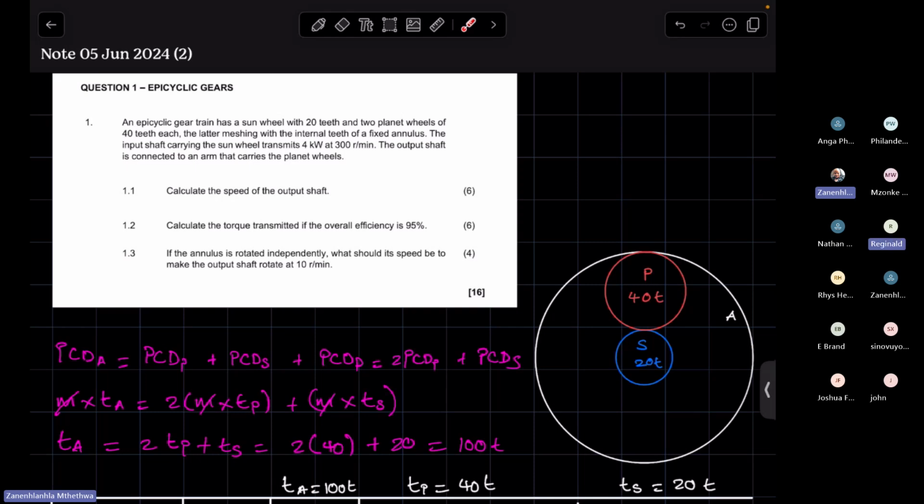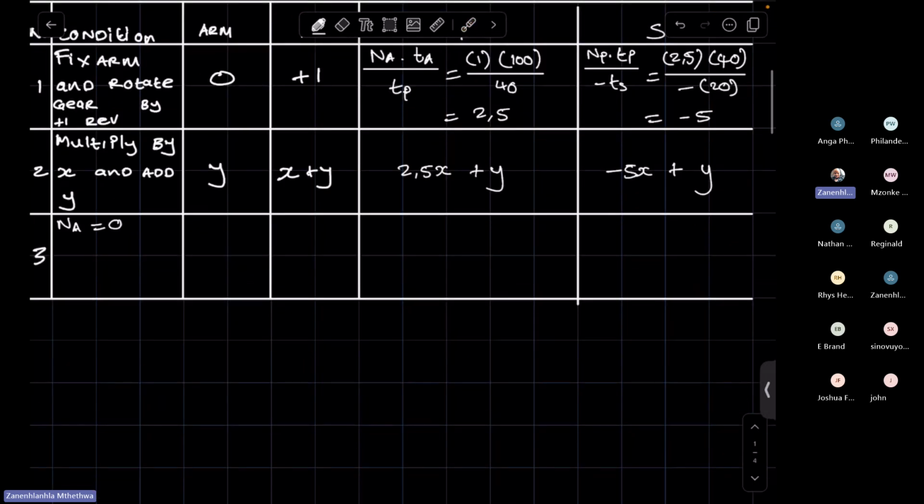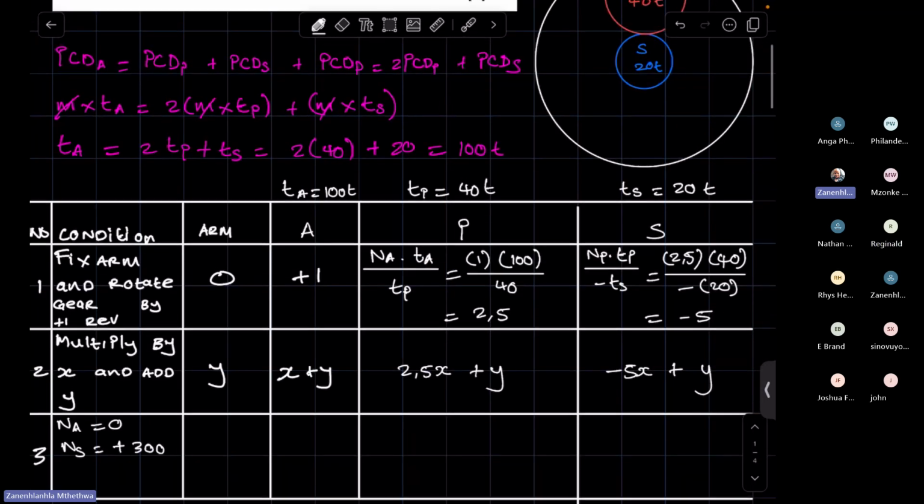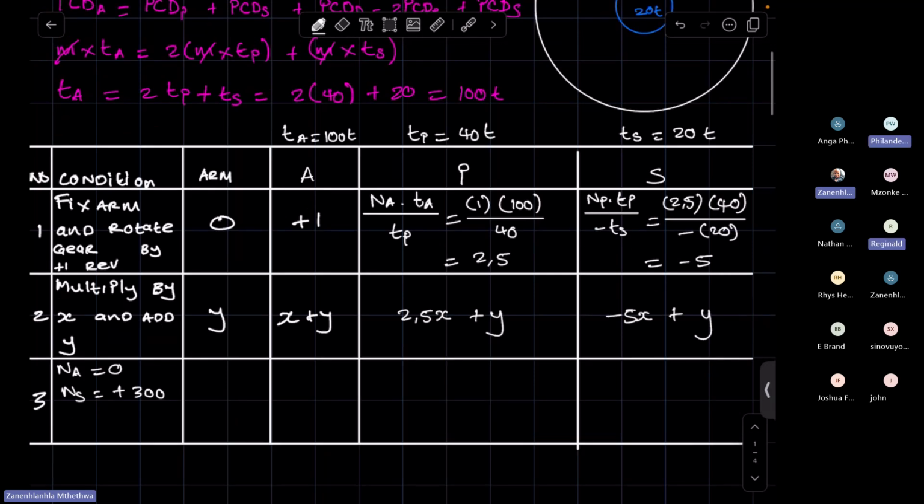Correct. So our second assumption is that the sun gear is rotating at 300 revs per minute. They didn't indicate if that is clockwise or anti-clockwise, but because this is positive, we are going to take it as clockwise. So the second assumption is NS, the rotational frequency of the sun gear, is positive 300. Are we clear here? Yes. So we already have two of the assumptions.